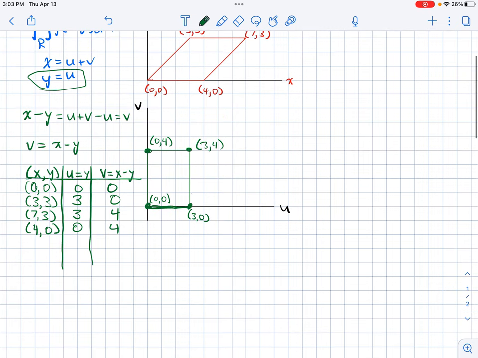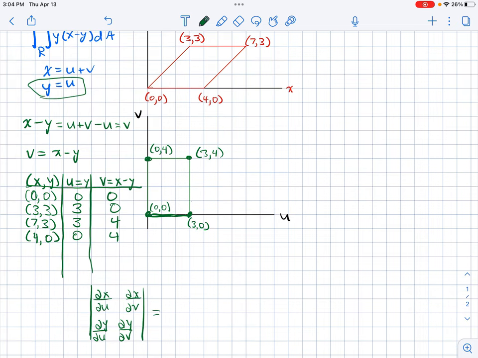I need to calculate the Jacobian. Now, remember the Jacobian, we're going to calculate it this way. It's going to be the partial of x with respect to u, partial of x with respect to v, then partial of y with respect to u, partial of y with respect to v. Okay, so that's how we're going to get the Jacobian. It's going to be the absolute value of that. So let's see what we've got here.